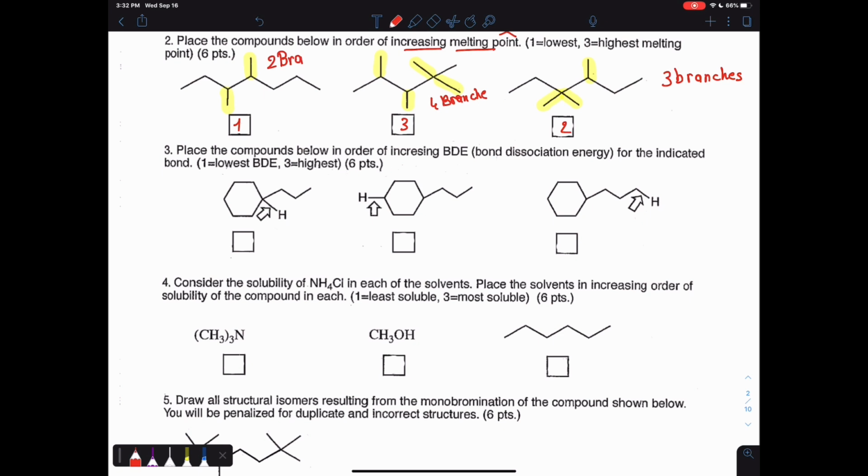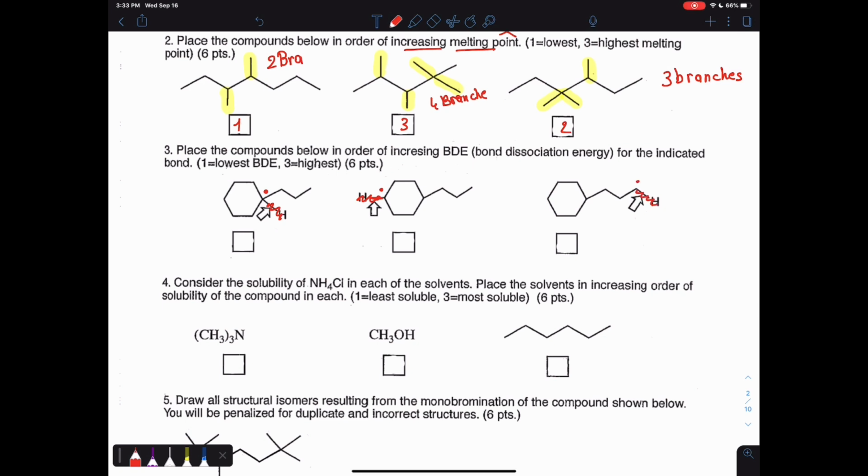So last thing is place the compounds in order of increasing bond dissociation energy for the indicated bond. When we're talking about bond dissociation energy, in this case, they want us to remove the bond with the hydrogen right here. So when we lose a bond, we're going to have a radical form. Radical, and then another radical.